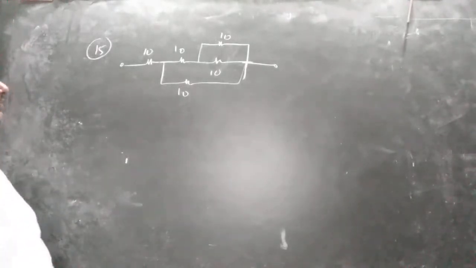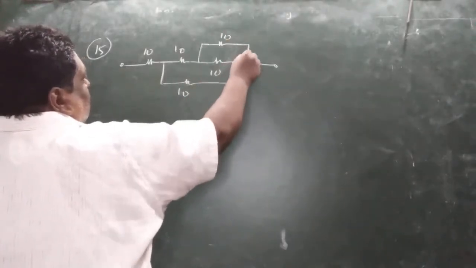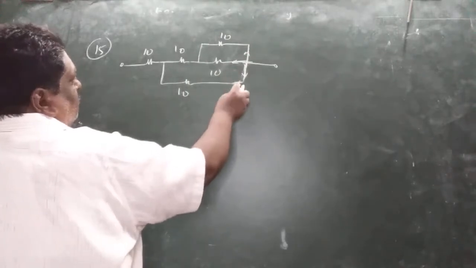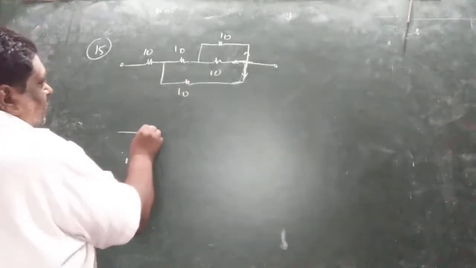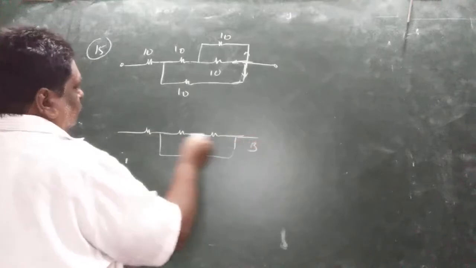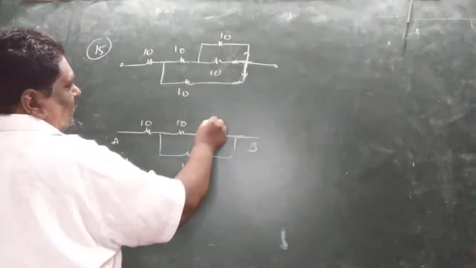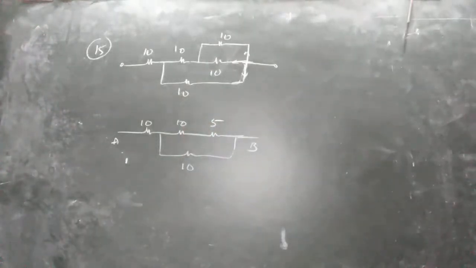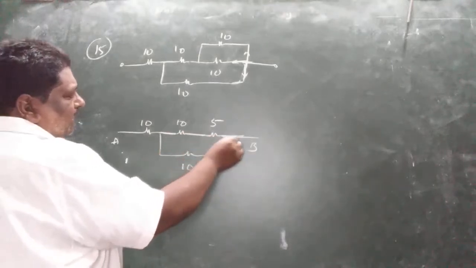So here, simplest way, go to here. These two are in parallel. Current is divided. But this is here somewhat series. That's why first solve these two. It is 10, it is 10, it is 10. 10 parallel, equivalent is 5. 10 into 10 by 10 plus 10, or one of the resistance by 2. 10 by 2, 5.